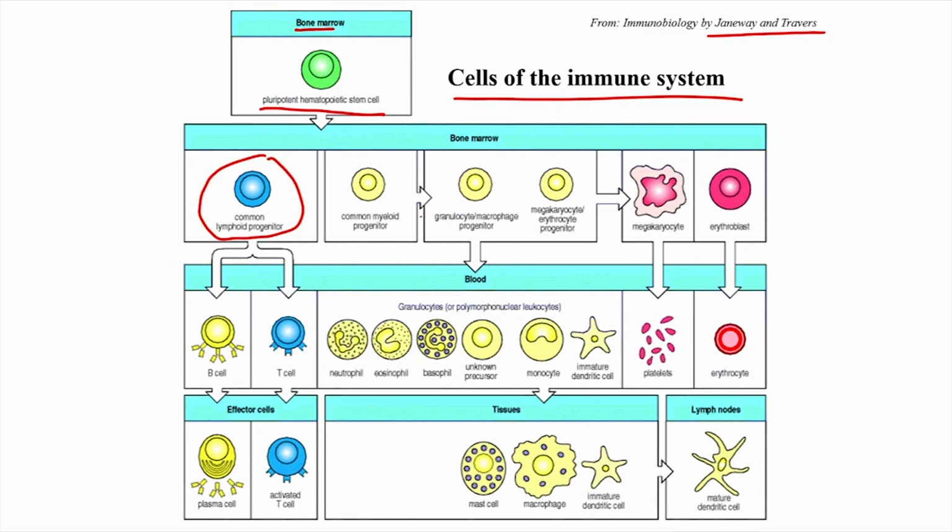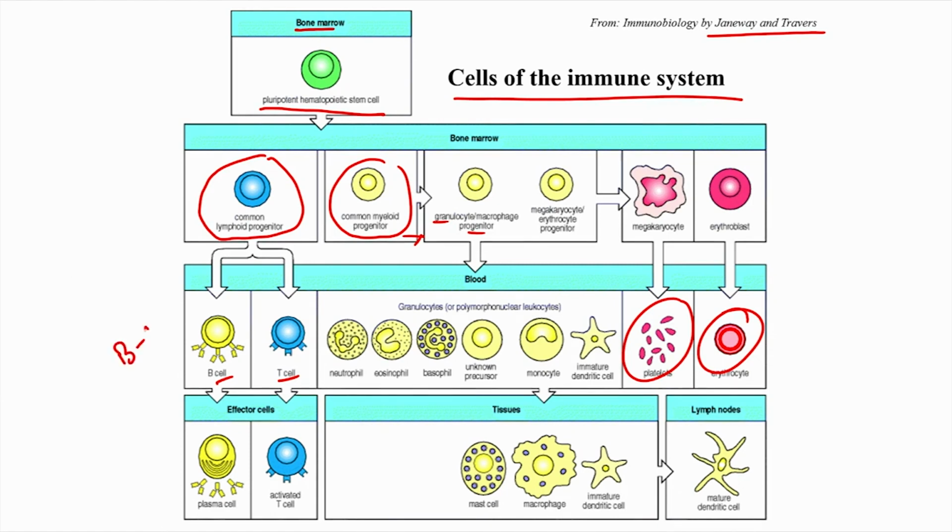Some are called common lymphoid progenitor, some are called common myeloid progenitor. The myeloid progenitor further differentiates into granulocytes and macrophage progenitor, including some of the blood cells as well, and then they further differentiate into blood cells and platelets, whereas the common lymphoid progenitor has a much more complex route. They differentiate into B cells and T cells.